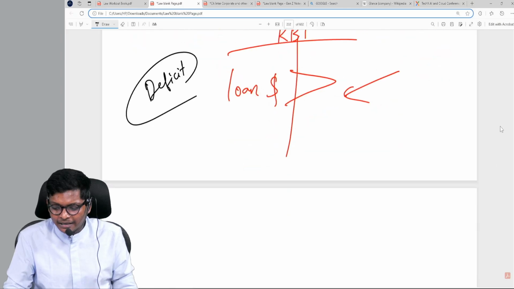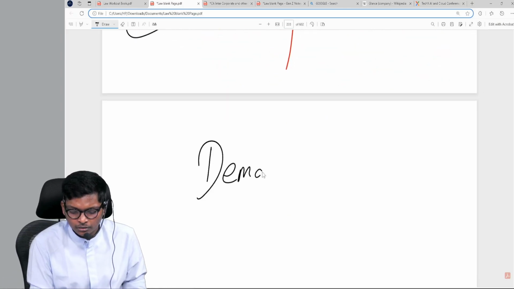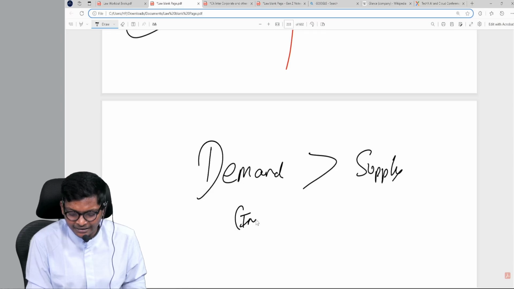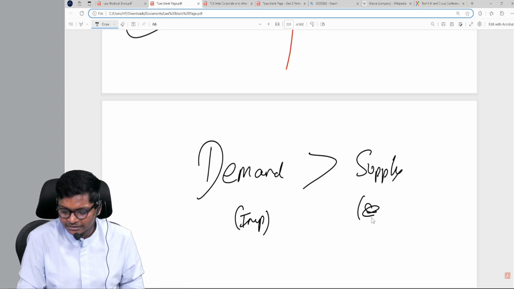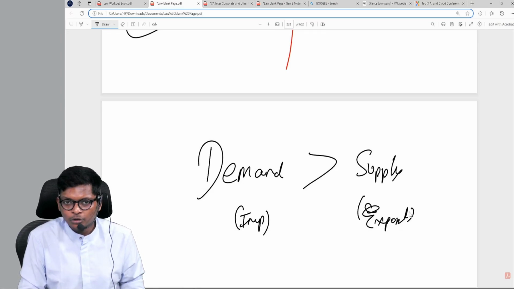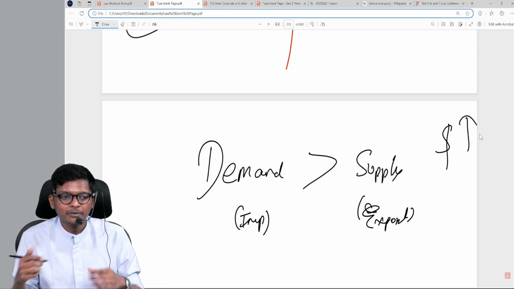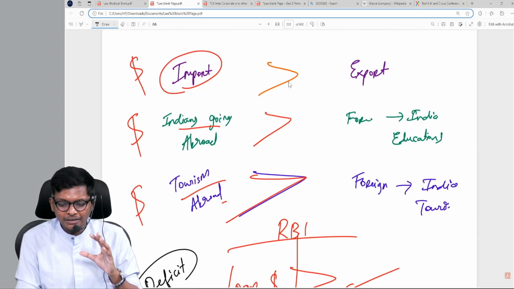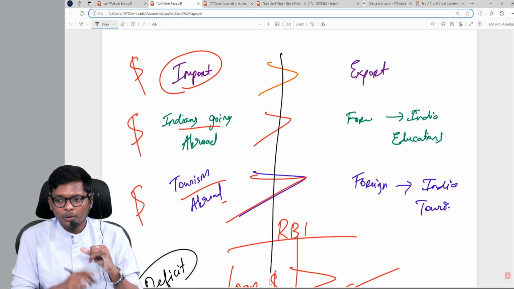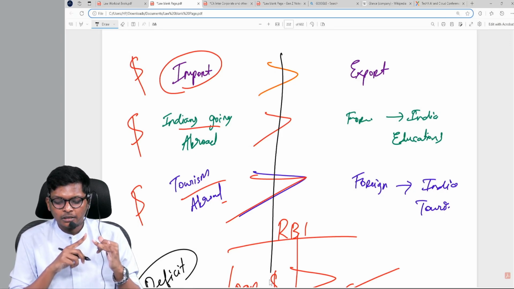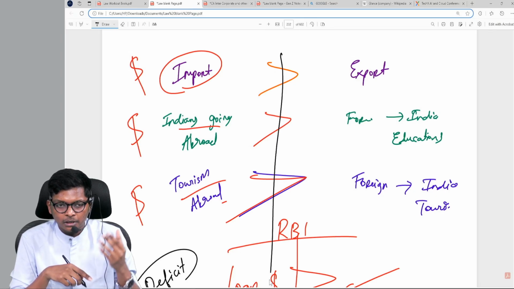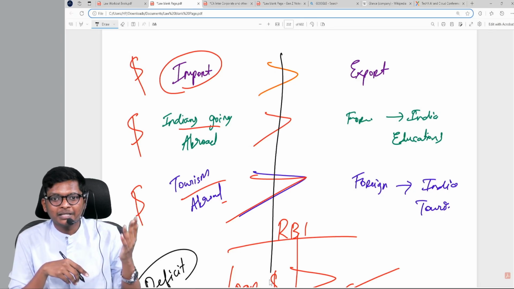That means the demand for dollars is more than supply, because demand here is import, supply is export. Then don't ask why the dollar price is going up. Dollar price will keep going up until this reverses, where we export more, where people come here for education and tourism more than us going there.